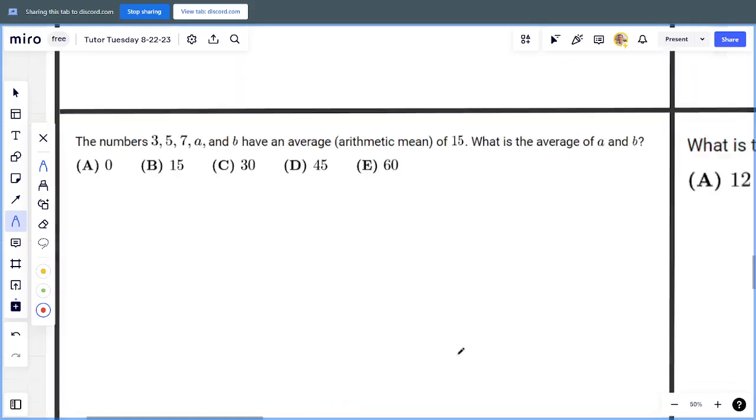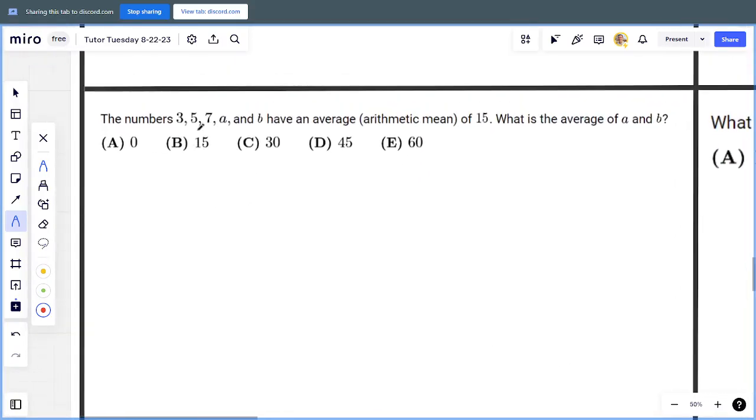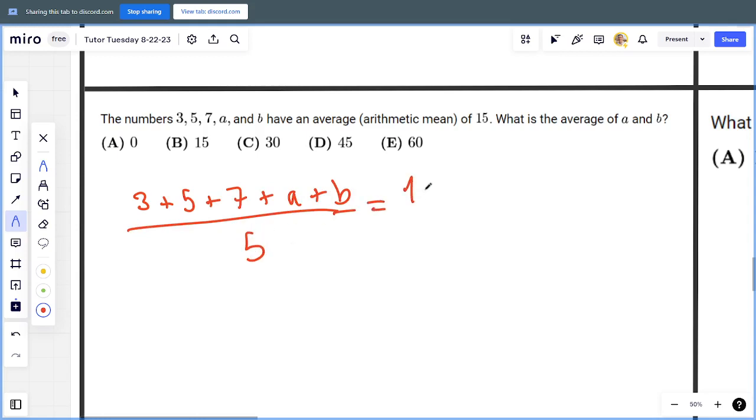Our first one is a little bit of a warm-up problem. The numbers 3, 5, 7, A, and B have an average of 15. So I'm immediately going to start setting up that equation: (3 + 5 + 7 + A + B) divided by 5 equals 15. What is the average of A and B? So we want to find (A + B) over 2. What does that equal?